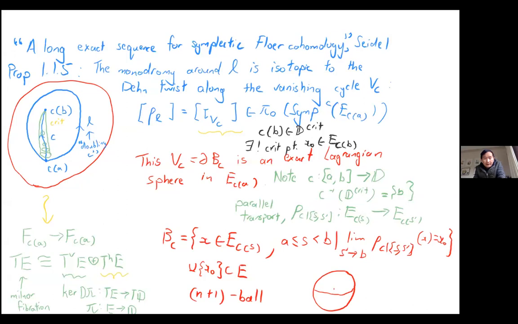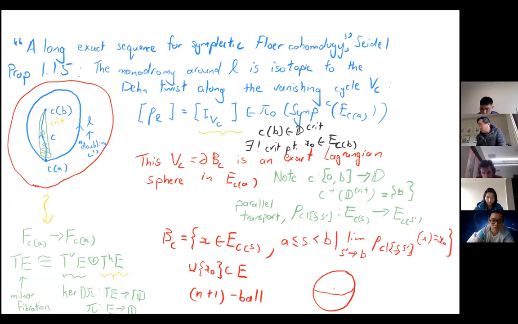Yeah, so C is the curve from A to B. It gives the path from A to B. And you look at all the points. All the points to the... Yeah, I think that's true.